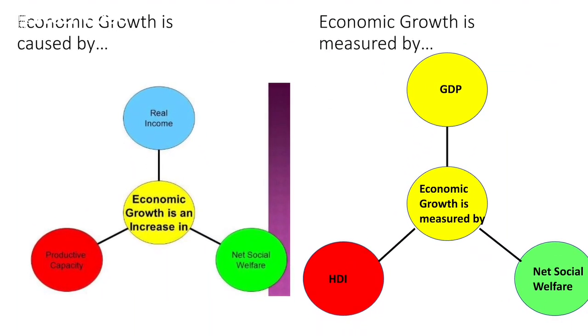So just to summarize this little part of our topic, we've previously looked at economic growth is caused by real income, net social welfare, and productive capacity. But economic growth is measured by GDP, net social welfare, and human development index. So that's just the second part of our whole topic. The next part we'll be looking at is the effects or the impacts of economic growth on different sectors.